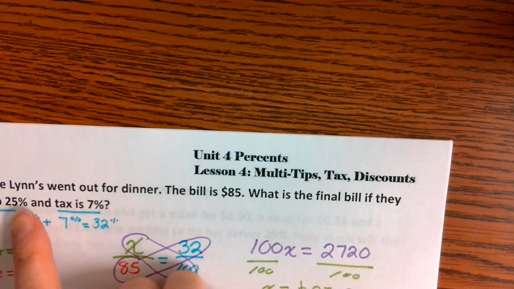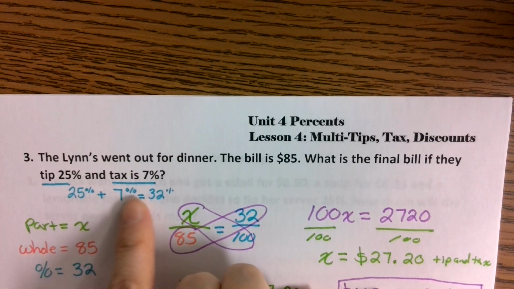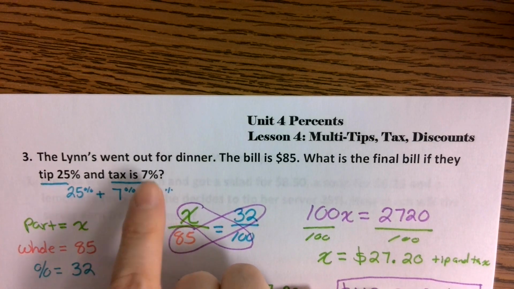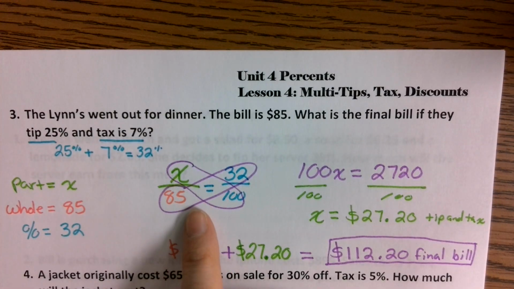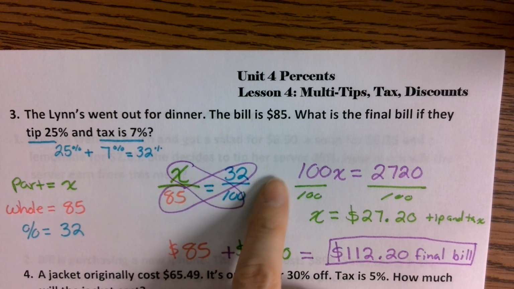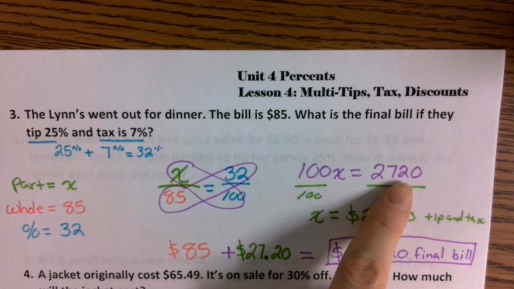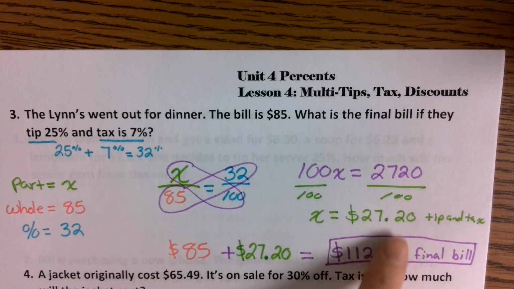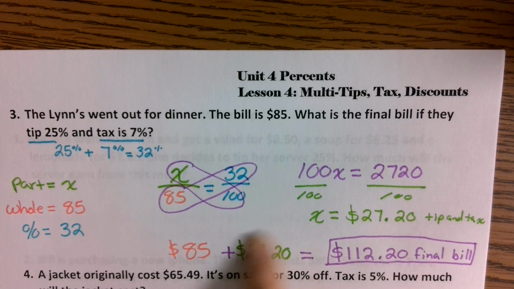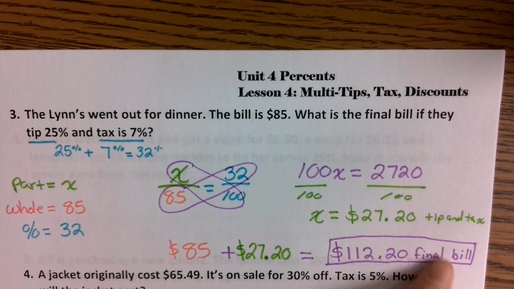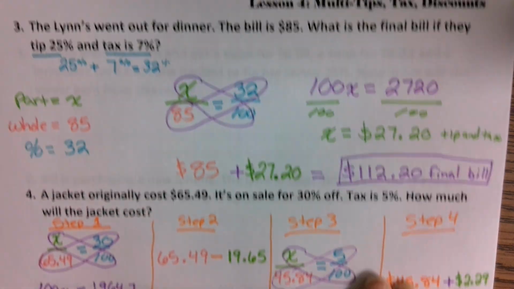All right, let's go ahead and go over this. For problem number 3, you have a tip and you have a tax. So you needed to add the tip and the tax together first to get the percentage to be 32%. You then set it up as part over whole equals percent over 100. So x over 85 equals 32 over 100. Cross product, you're going to get 100x is equal to 2,720. You would divide both sides by 100 and find out that the tip and tax together is $27.20. You then add that on to the final cost of the bill, $85 plus the $27.20, and that comes out to a final cost of $112.20 for the dinner. That's problem 3.